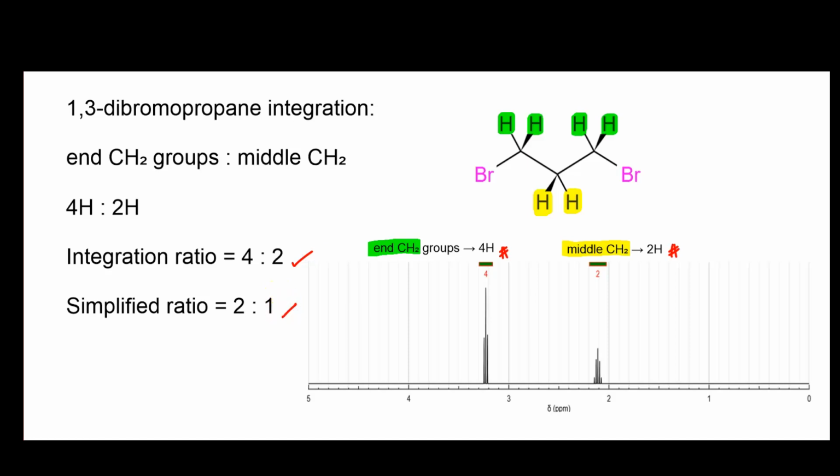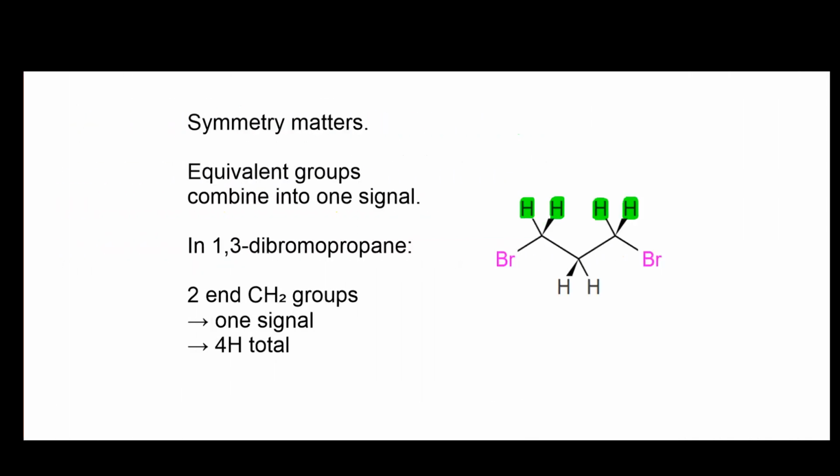In this diagram, I am showing 4H and 2H to make the actual number of hydrogens clear. But in many spectra, the integration may be displayed as the simplified ratio 2:1 instead. Both mean the same thing. The BrCH₂ signal represents twice as many hydrogens as the middle CH₂ signal. Equivalent groups combine into one signal. Equivalent groups can add together. That is why the two BrCH₂ groups appear as one environment with 4 hydrogens in total.